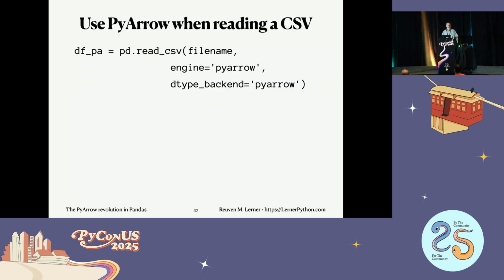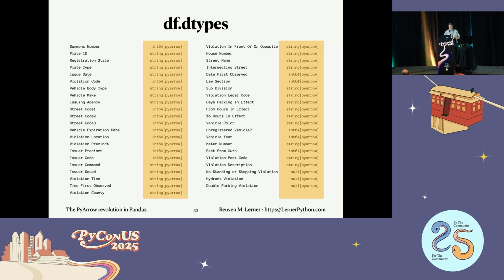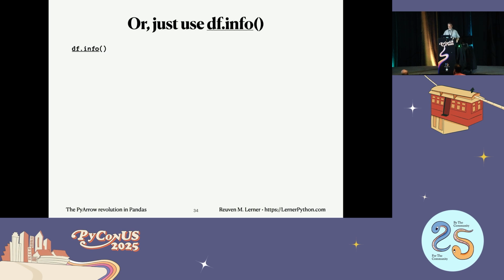Well, I can do this, as I said, when I read in a CSV. I just say engine equals PyArrow, and then I say dtype backend equals PyArrow. And when I read this in now, if I look at the dtypes, and you can squint and maybe see it, all of these are now PyArrow dtypes. Or I can just say, hey, df.info, tell me what my dtypes are. And it summarizes them for me, and it says, oh yes, you have 15 PyArrow int64s, 25 PyArrow strings, and 3 PyArrow nulls.